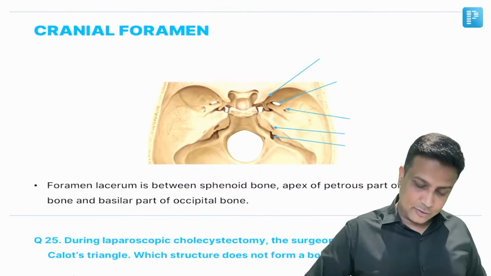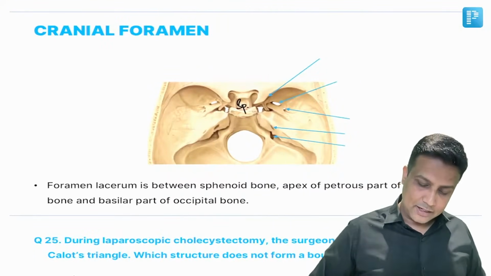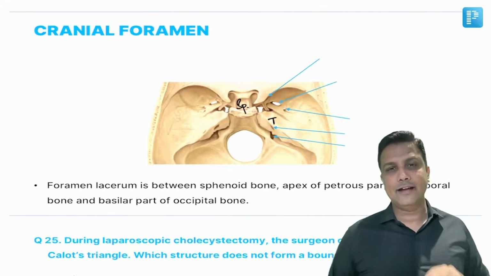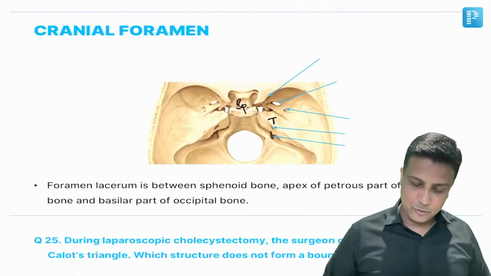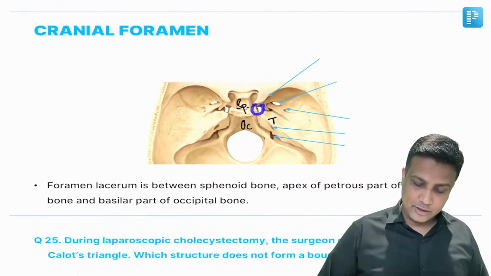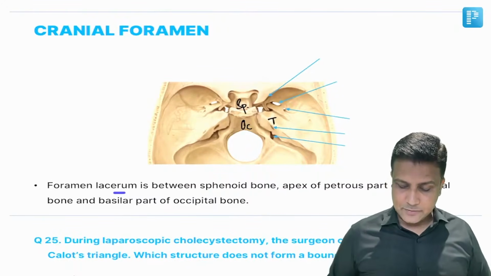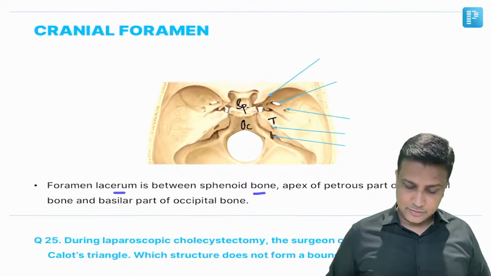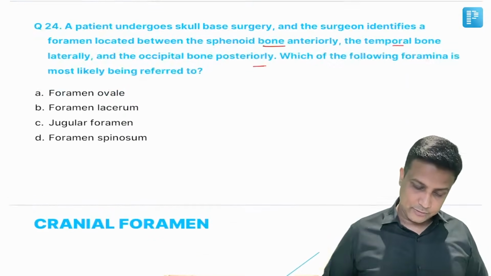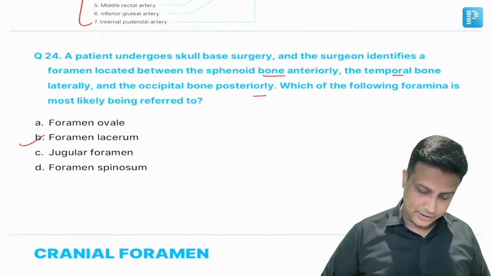Now in this diagram, if you look here, this is the sphenoid bone, body of the sphenoid bone. And this one here will be the temporal bone. To be more specific, that is the apex of petrous part of the temporal bone. And this one here, occipital bone, basilar part of the occipital bone. And between these three, the foramen that you're able to see here, that will be the foramen lacerum. So foramen lacerum is present between the sphenoid and the temporal and the occipital bone. So therefore, which foramen are we speaking about here? We are speaking about the foramen lacerum.